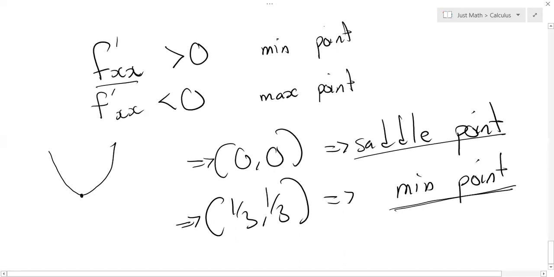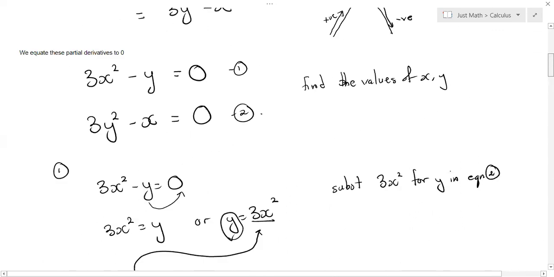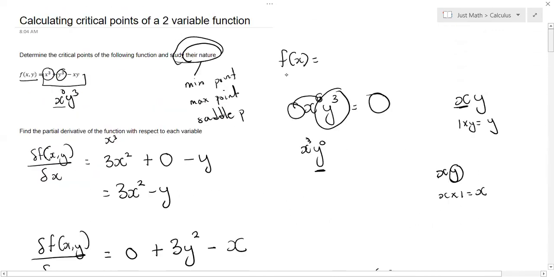So going back to the first question, we've done a lot on just one question. Determine the critical points of the following and study their nature. We've gotten 0, 0, a saddle point, and then 1 over 3, 1 over 3, which is a minimum point, and that's it.